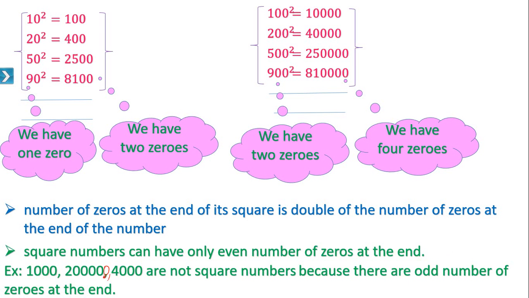And here, 1, 2, 3, 4, 5. We have 5 zeros at the end. So 2 lakh is not a perfect square because we have 5 zeros at the end. 4000 is not a square number because we have 3 zeros at the end. If the number has an odd number of zeros at the end, then we can say they are not perfect squares. They are not square numbers.